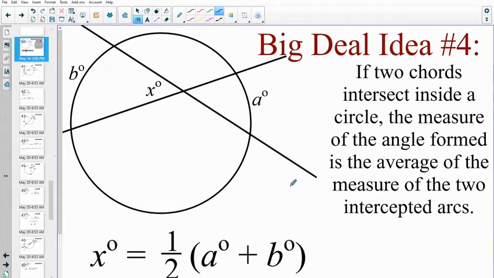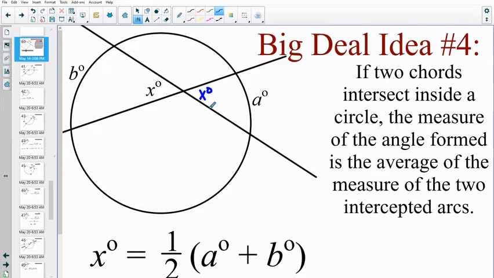If I've got a couple of chords, a couple of lines that are crossing the circle at multiple places, the measure of the angle that's formed between them is the average of the measures of these two arcs that the angles are intercepting. Now, angle X is over here. Don't forget that angle X would also be over here because they're vertical angles. And so these angles, as it says here, it's the average of those two intercepted arcs, the two arcs that are intercepted by the angles inside of the circle.